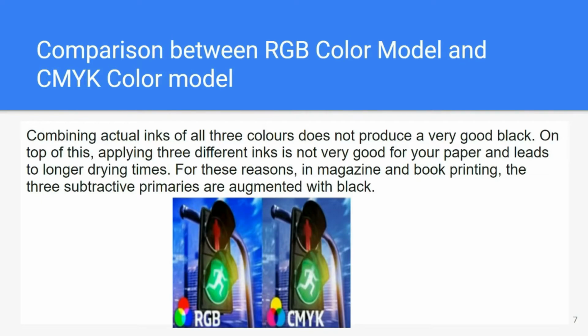Comparison between RGB model and CMYK model. Combining actual inks of all these three colors does not produce a very good black. Applying three different inks is not very good for your paper and leads to longer drying times. For this reason, in magazine and book printing, the three subtractive primaries are augmented with black.